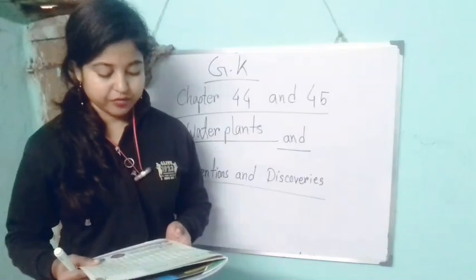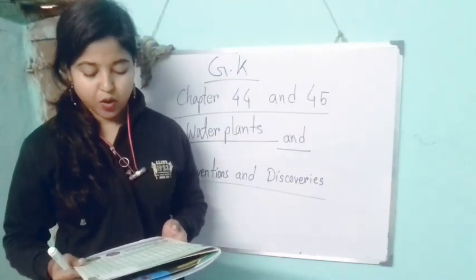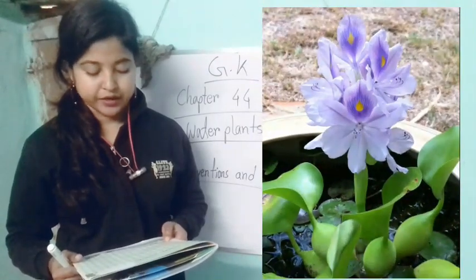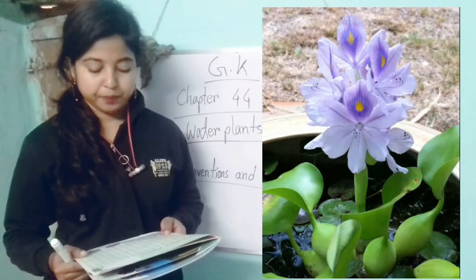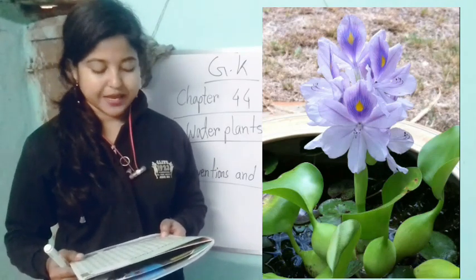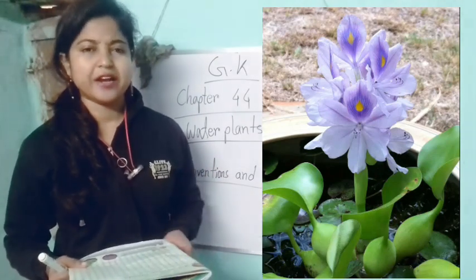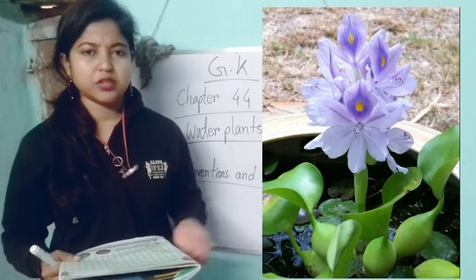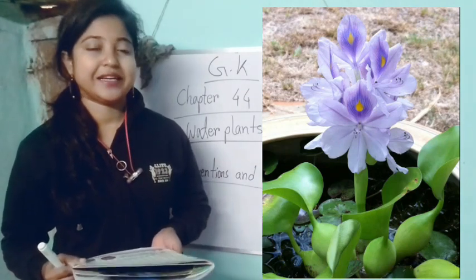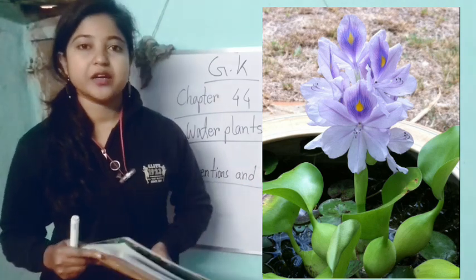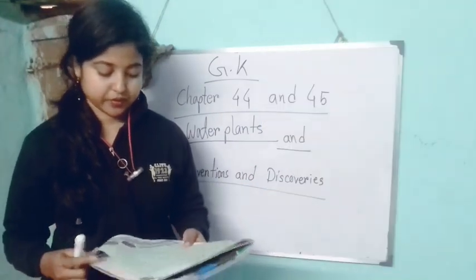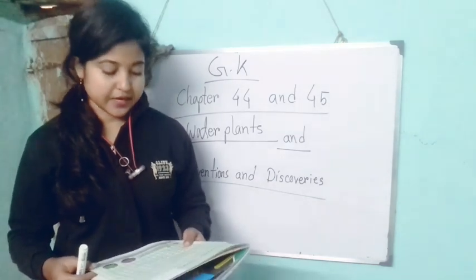Next, number 10. It is one of the worst weeds in the water world, introduced in India from South America for the beauty of its purple flower. It soon clogged the ponds and canals. It is the worst kind of water plant, but it is famous for its purple flower. This is called water hyacinth. I hope you understand this page.